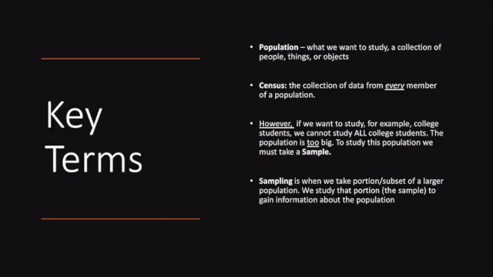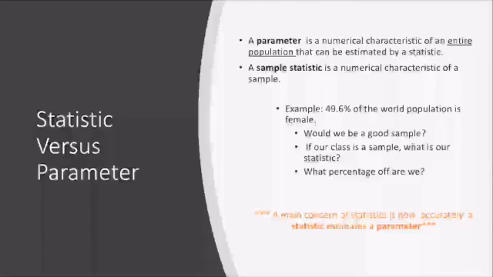So a parameter is a numerical characteristic of the entire population, okay? A sample statistic is a numerical characteristic of a sample. So, for example, 49.6% of the world's population is female. Would our class be a good sample? Well, I don't know yet because I don't know who's in my class before I'm recording this, but take a look, right? I bet we don't have exactly 49.6% women.